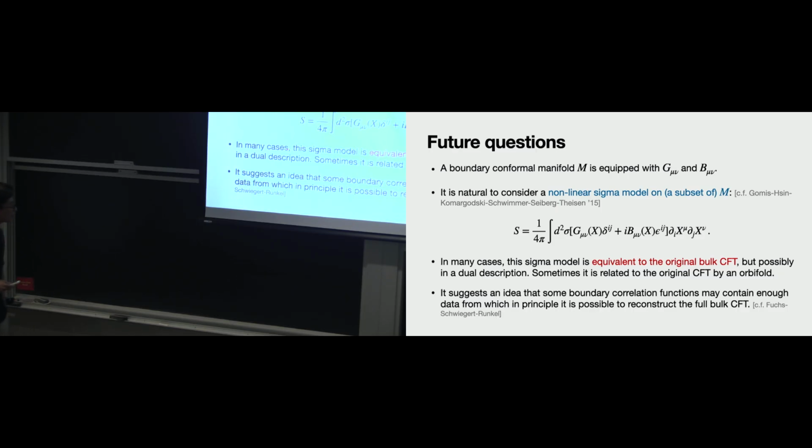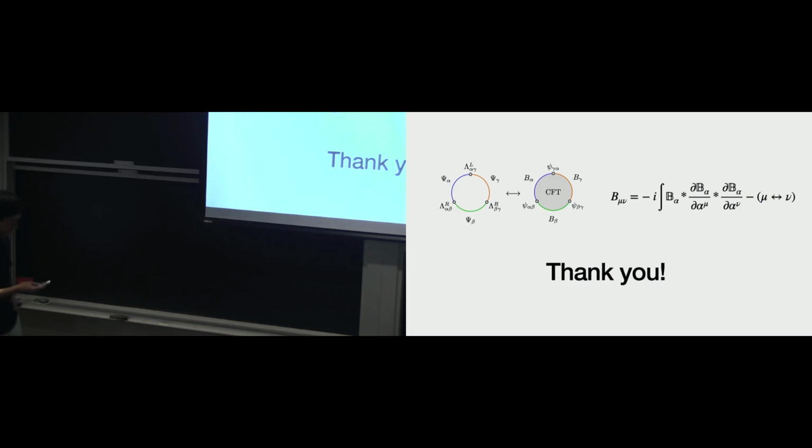At this point, it's not clear whether there is any general pattern, but if something like this is true in general, it suggests a very interesting idea that somehow this G_mu nu and B_mu nu are at the end of the day determined by some set of boundary correlation functions. And it suggests an idea that these boundary correlation functions may somehow contain enough data from which you can, in principle, recover the full bulk CFT. So something like this is true in rational conformal field theories and also in topological field theories, and it makes us wonder. Okay, with that, I thank you for your attention, and I'm happy to take any other questions.